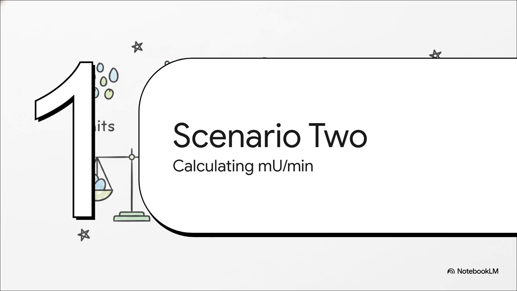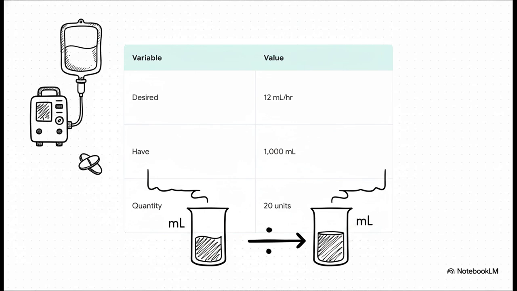All right, let's keep the momentum going. Section 3, Scenario 2, calculating milliunits per minute. Let's completely flip the script. Imagine you're taking over a shift, you glance at an IV pump, and it's currently running at 12 milliliters per hour. The provider walks up and wants to know the exact dose in milliunits per minute.